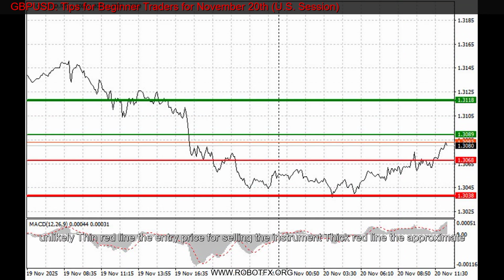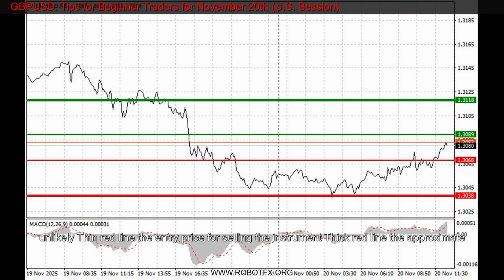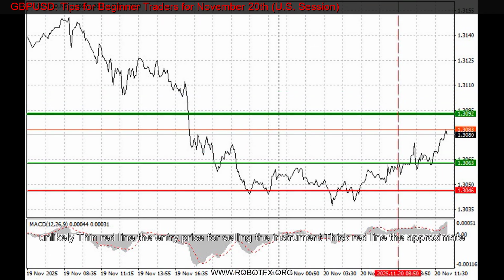What the chart shows: the thin green line is the entry price for buying, the thick green line is the approximate level for placing take profit or manually taking profit, as further growth above this level is unlikely. The thin red line is the entry price for selling, the thick red line is the approximate level for placing take profit or manually taking profit, as further decline below this level is unlikely. MACD indicator: when entering the market, follow overbought and oversold zones.